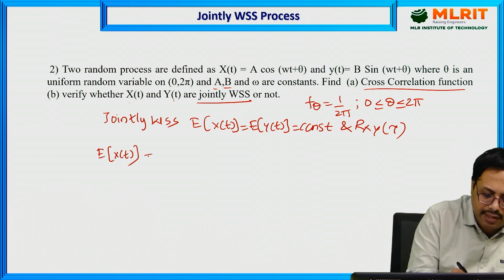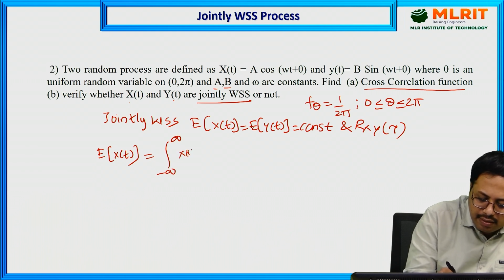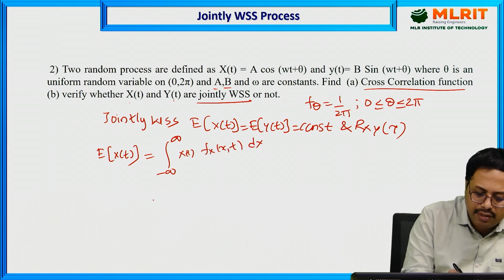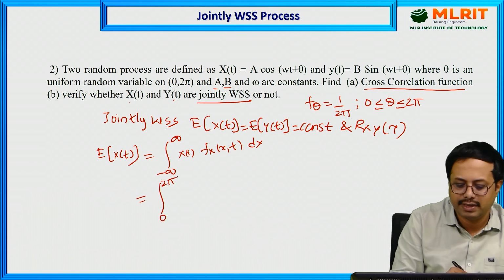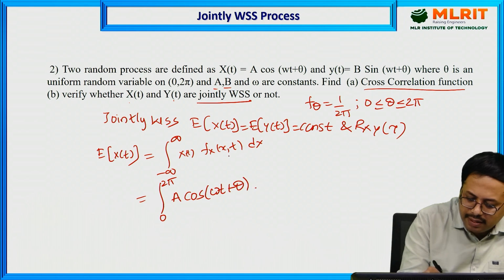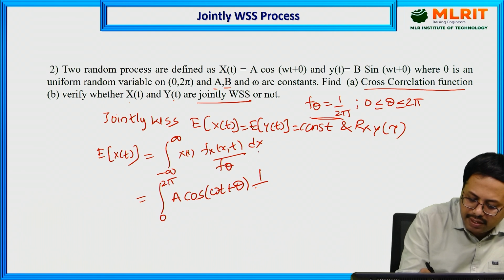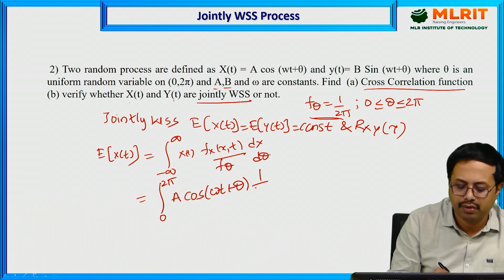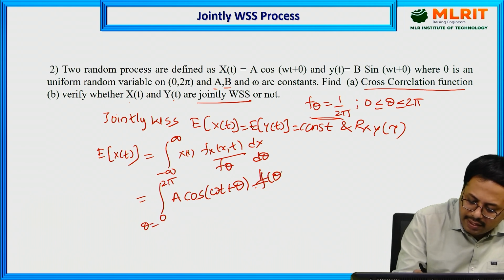The formula is the integral from minus infinity to infinity of x of t times f x of x comma t dx. Here the interval is defined from 0 to 2 pi. Then you write x of t equal to a cos(omega t plus theta), and the density is 1 by 2 pi. You have to write f of theta into d theta, because here theta is the random variable that is defined.